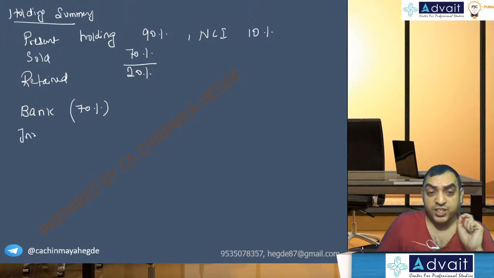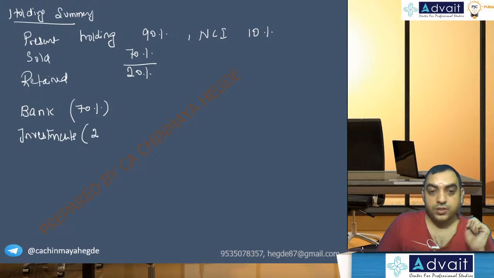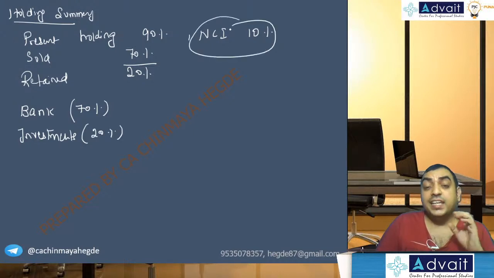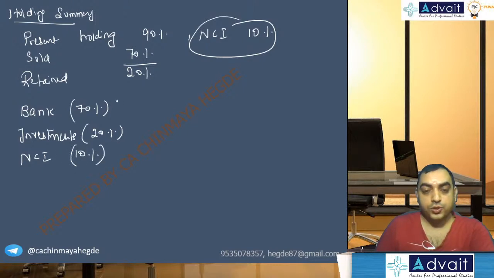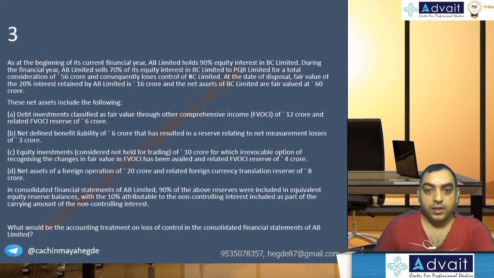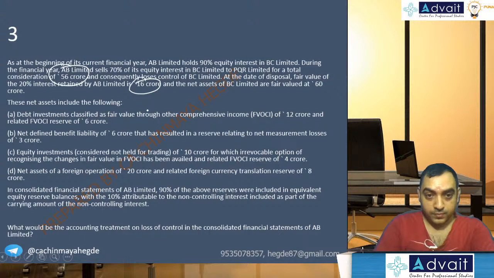Retained means you will go to investments at 20%. Then what will happen to NCI? Because you have lost the control, you need to close it. You need to derecognize it. That is NCI 10%. So bank account debit, what are the values? On the date of disposal, fair value of retained 16 crores, and sold for a consideration of 56 crores. So sold for 56 crores, retained 16 crores.